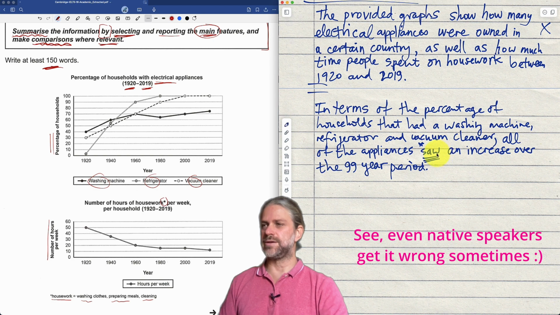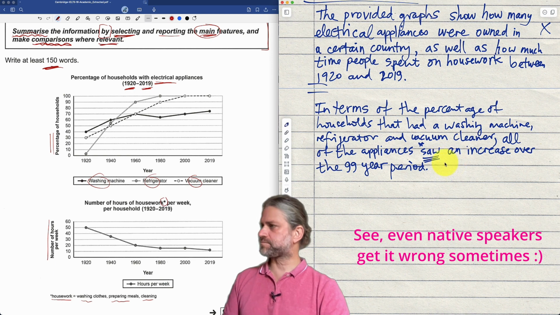No, hang on. All the appliances saw an increase. Yeah, that's fine. Okay.